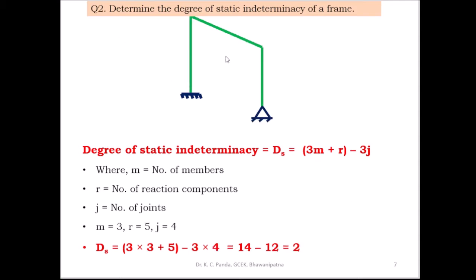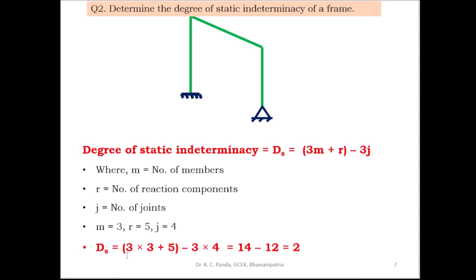Then coming to the second example. Here this is the frame, this support is a fixed support, and this is a hinge support, and there are 3 members. The degree of static indeterminacy can be determined using the formula ds is equal to 3m plus r minus 3j. So count the number of members, number of joints, and number of reaction components. Here there are 3 members, m is equal to 3, and 1, 2, 3, 4 joints, j is equal to 4. At the fixed support there are 3 reaction components, and at the hinge support there are 2 reaction components. The total number of reaction components is equal to 5.